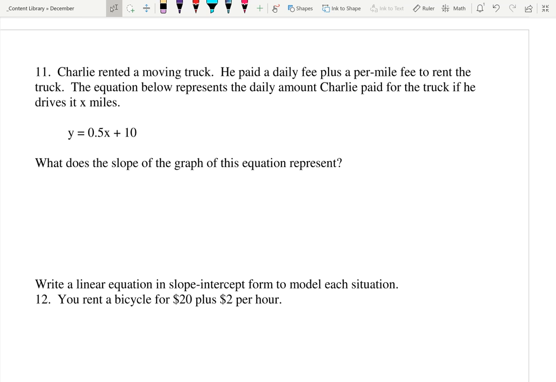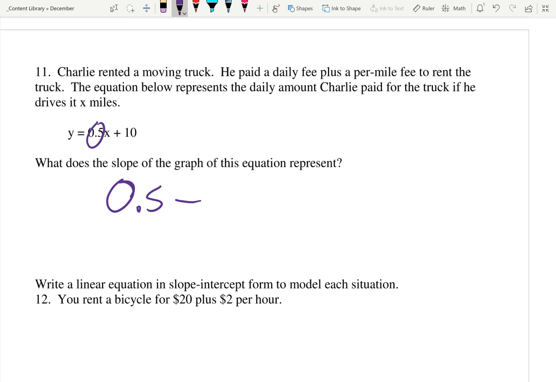All right, Charlie rented a moving truck. He paid a daily fee plus a per mile fee to rent the truck. So here we have that slope-intercept equation again. So we can see that the slope from this is 0.5. We know that from our mx plus b stuff. So 0.5 is our slope. But what does that slope represent?